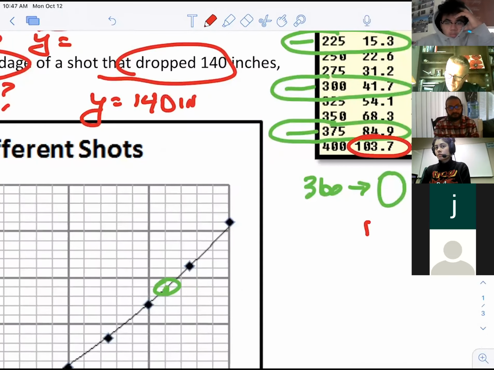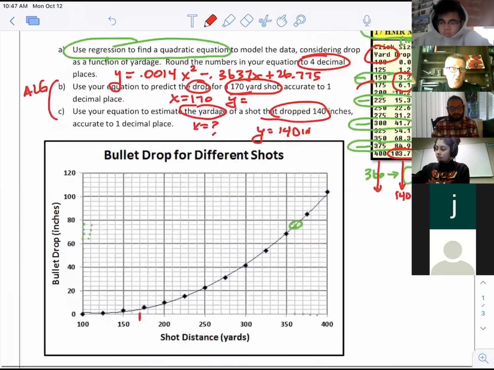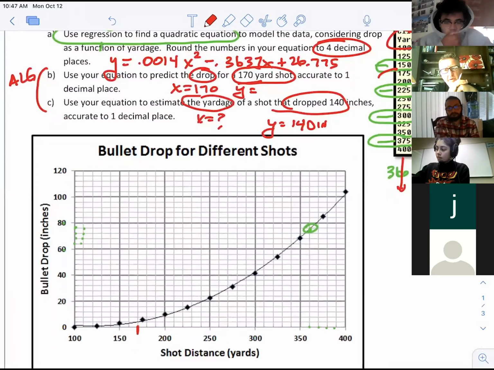And so if you're out here at 140 inches for the drop, that must be like a, what, 600-yard shot, 500-yard shot? I mean, it's off the chart. Like the graph won't even allow me to make a guess at this. It's outside of the data. And so isn't that what algebra is for? That's why having the equation's cool. You have every answer stored inside an equation.